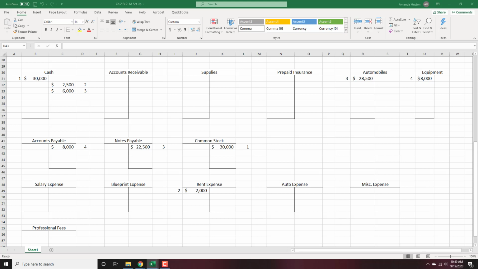Next, it says we paid cash for supplies of $2,100. So what happened to cash? Did cash go up or down? Well, we paid cash, so that's a negative to cash. And then we purchased supplies, so it's a positive to supplies. So increase supplies, negative to cash. And that's from transaction number 5.